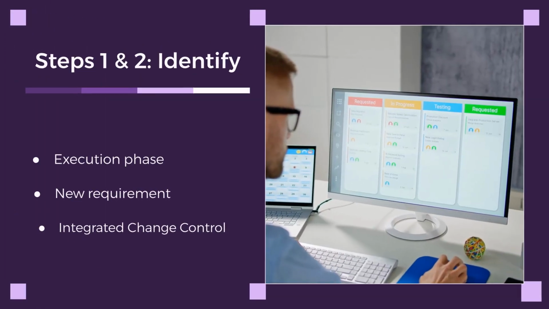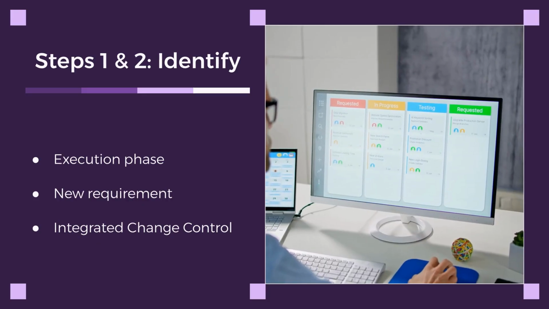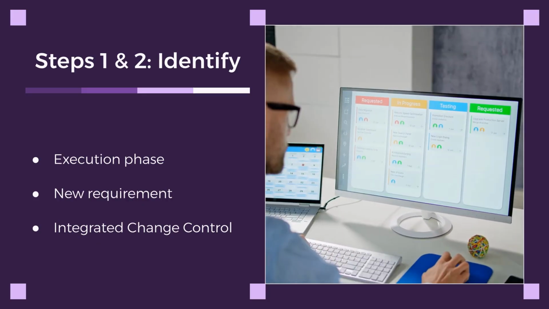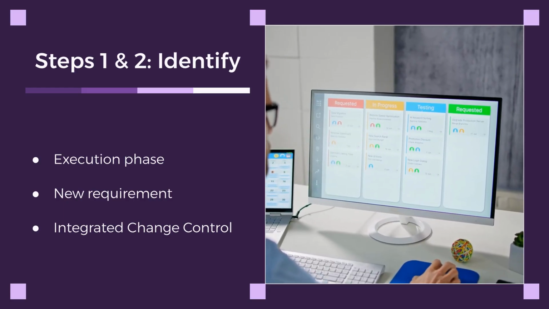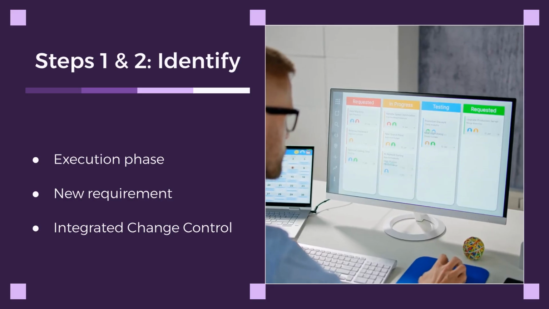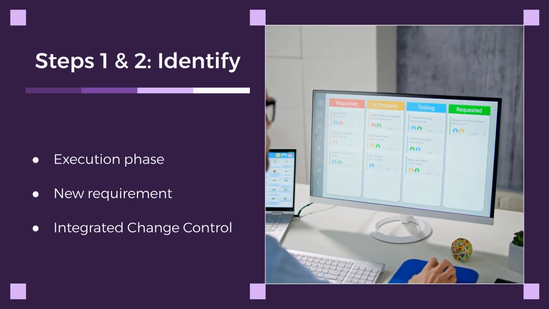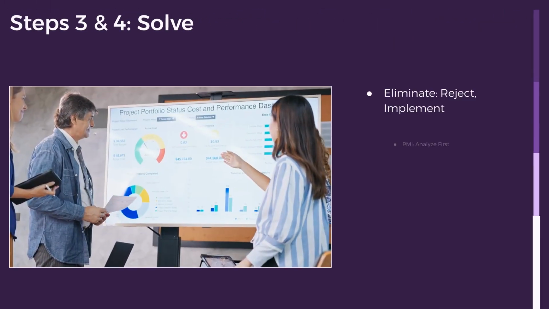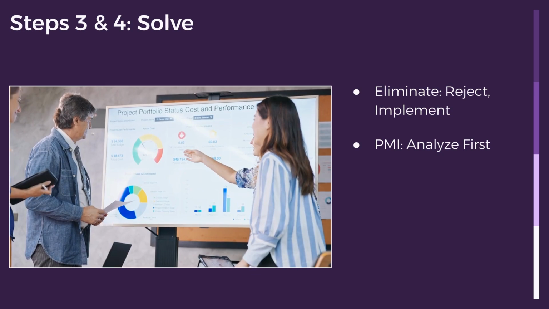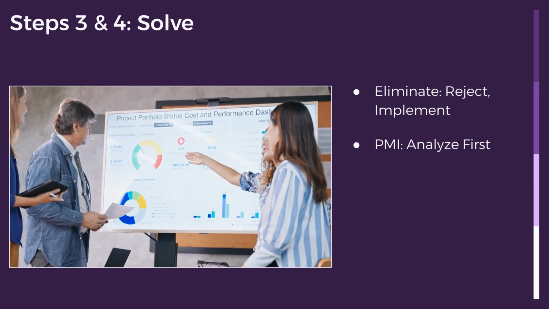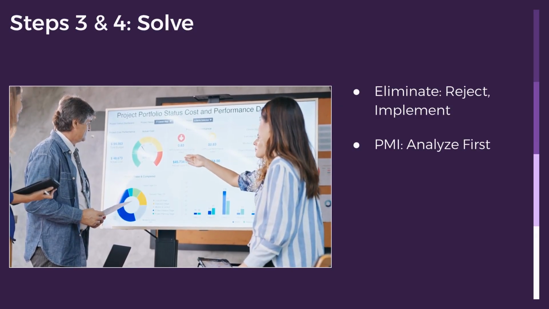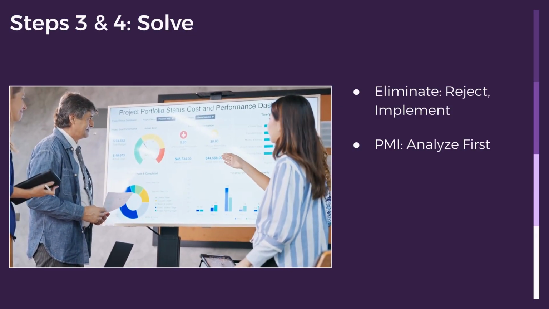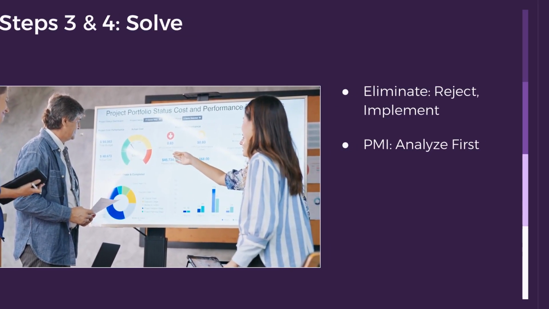Step 1. Identify keywords. We see, quote, execution phase, new requirement, and scope impact. This points us to step 2. Identify the process, which is Perform Integrated Change Control under Integration Management. Step 3. Eliminate wrong answers. Rejecting is too extreme. Implementing immediately violates process. Step 4. Apply PMI mindset. PMI always expects you to analyze the impact before taking action.